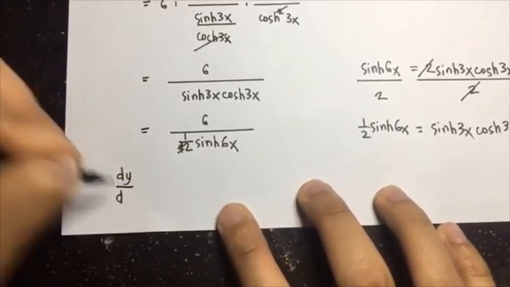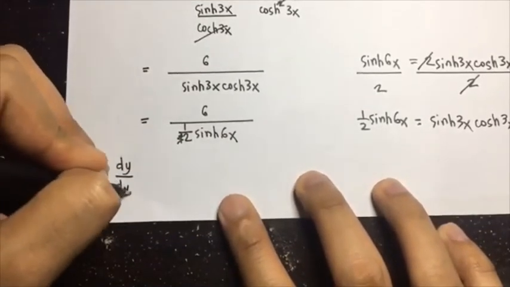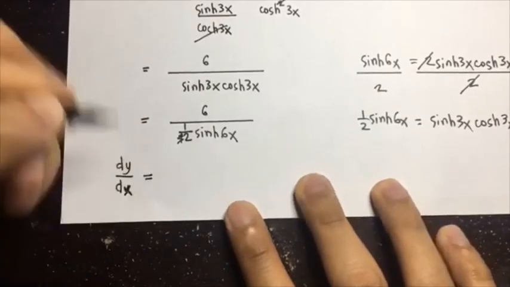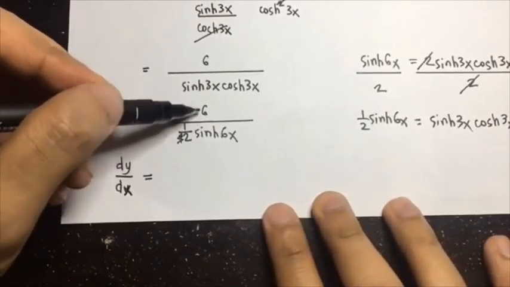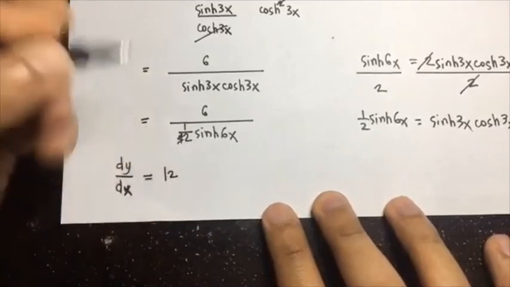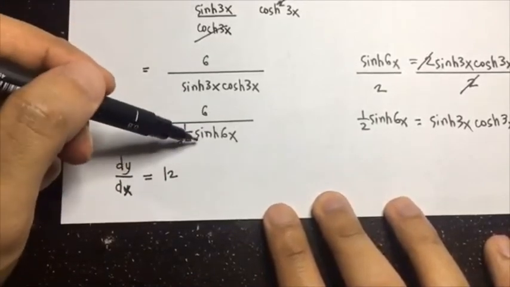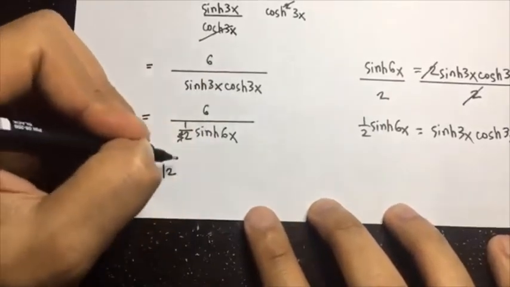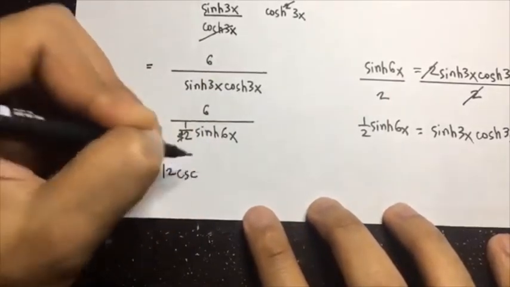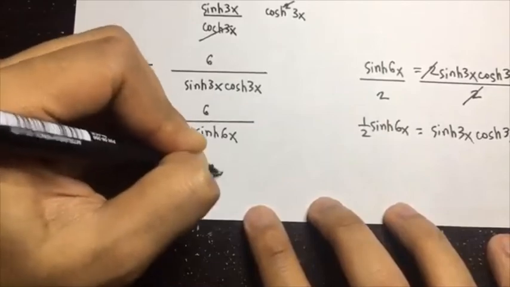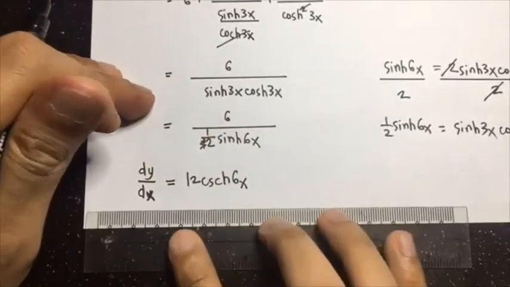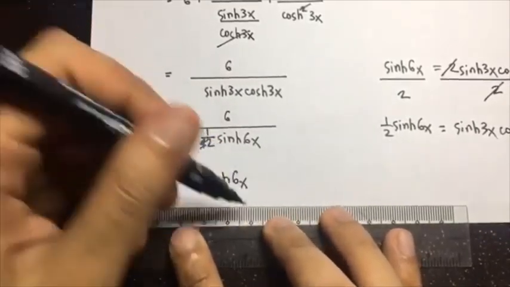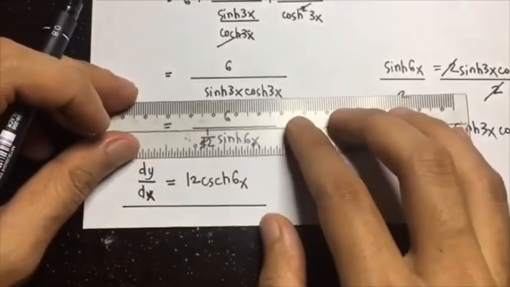So therefore, simplifying our derivative, dy over dx is equal to 6 divided by 1/2, that is 12, and we have 1 over hyperbolic sine of 6x, so that is equal to 12 hyperbolic cosecant of 6x. Okay, so this is the simplified form of the derivative.